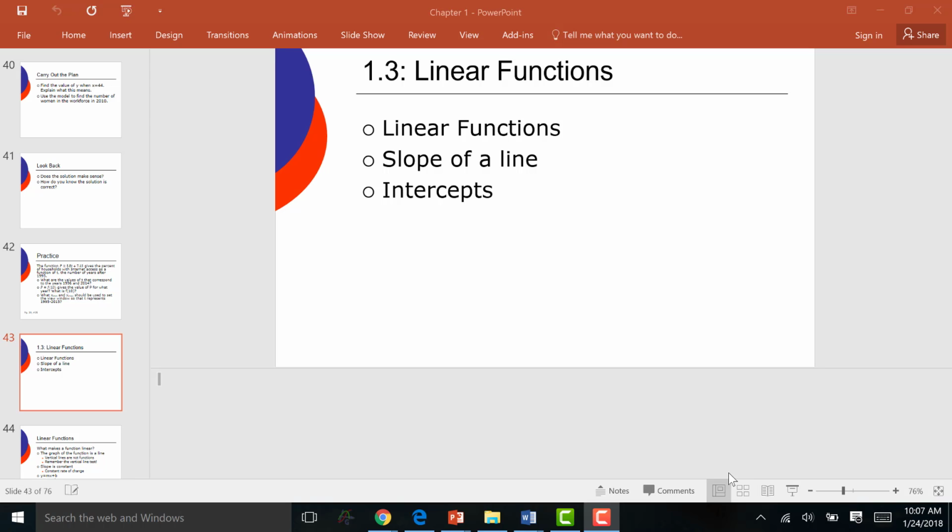Okay, linear functions. Then we're going to talk about the slope, because if it says the word linear, what shape do you think the picture or the graph is going to look like if it says linear? Some type of line. So therefore, we're going to look at the slope of the line and the intercepts associated with that line. So slope of the line, typically think of a slope like a ski slope. Can you be going downhill or uphill on the slope?